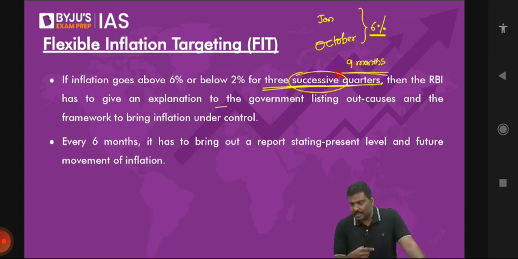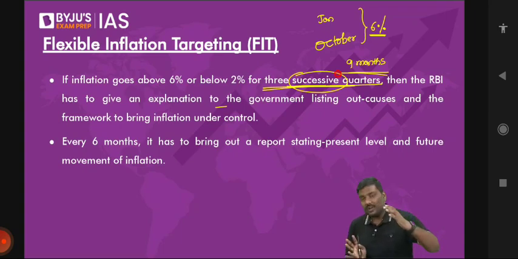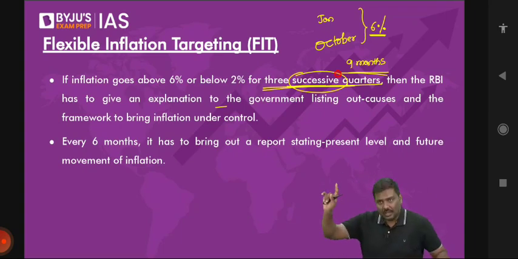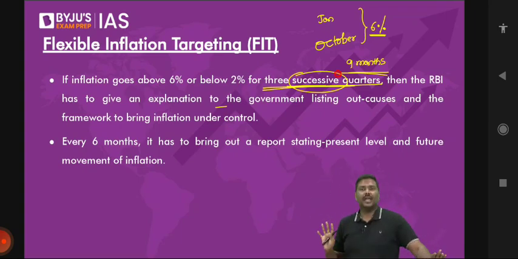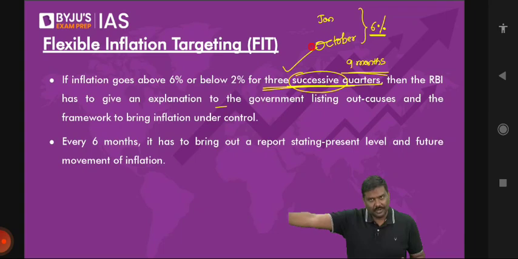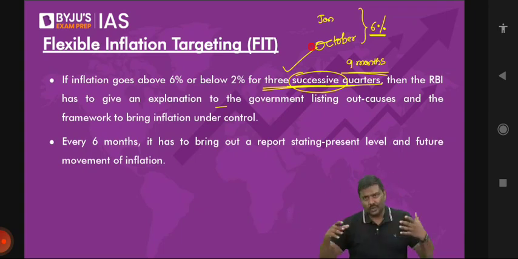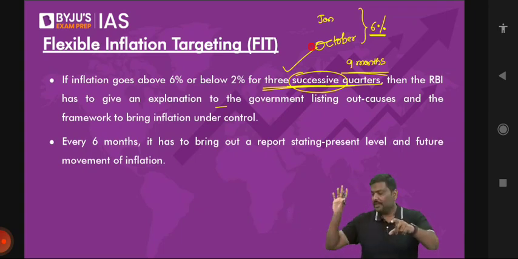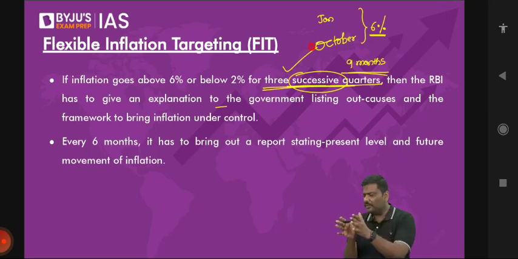If for 9 months the inflation rate is above 6% or below 2%, RBI has to give a written document and an explanation to the Government of India. And if you've read the newspaper, this happened last year; RBI gave the explanation to the Government of India. Do you know what RBI has given? Absolutely no. Why? The document is not made public. RBI has clearly stated it will be given only to the Government of India and the information will not be made public.